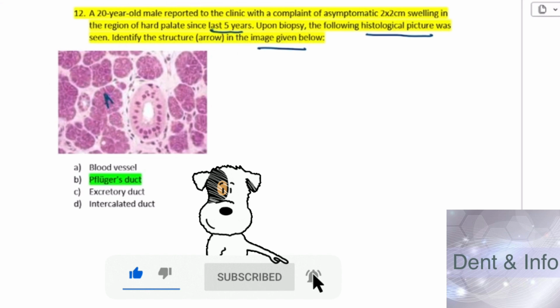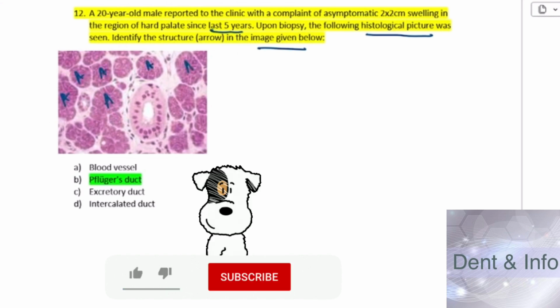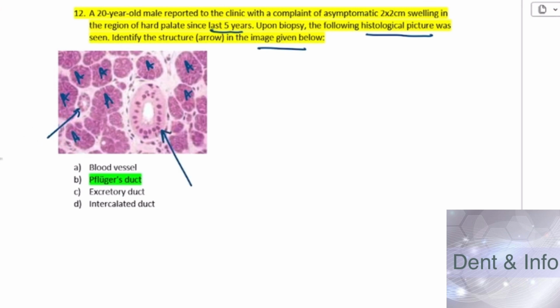Looking at the picture, we can easily identify lots of these where I'm putting A. These are the serous acini, darkly stained. Okay, and now you can easily point out two lightly stained structures here, the smaller one and the bigger one. This smaller one is the intercalated duct. Okay, intercalated duct, they will be lined by cuboidal cells. As you're looking at this, this is a small circle, these are the cuboidal cells, this is the intercalated duct.